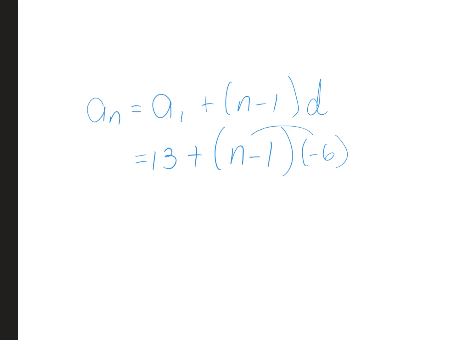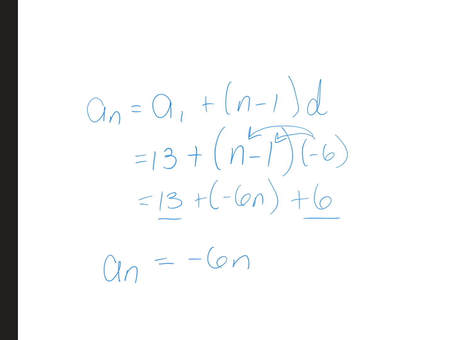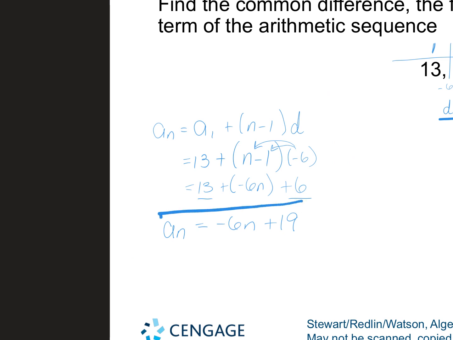So first thing I'm going to do is distribute. So I have 13 plus a negative 6n, and then a negative 6 times a negative 1 is going to be plus 6. And in this case, we can combine like terms here. So I have a sub n equals negative 6n plus 19. So right here, we just wrote the rule for this arithmetic sequence.